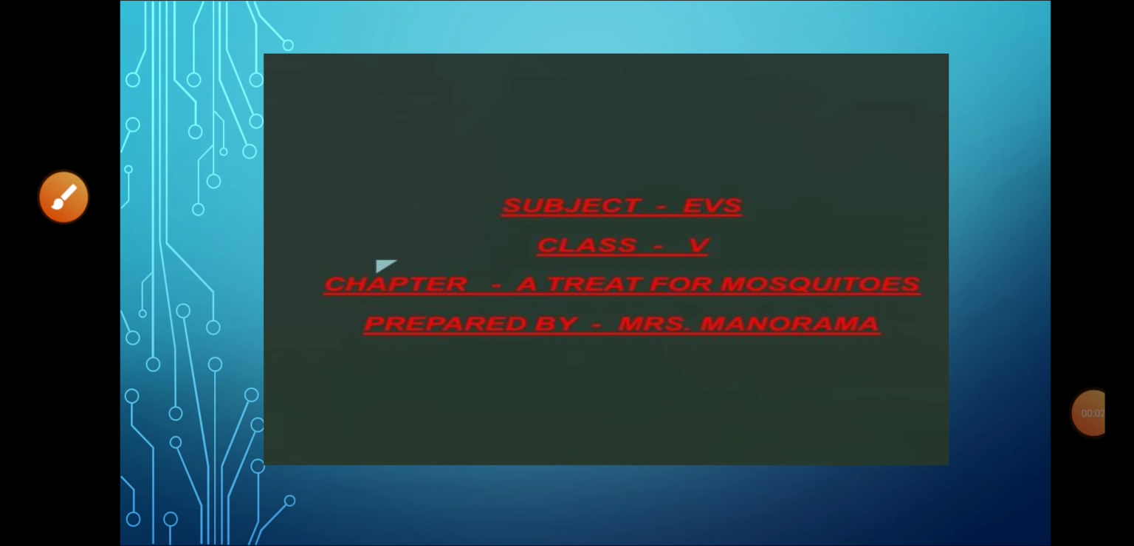Hello students, I am Manorma and we were reading chapter 8, A Treat for Mosquitoes. In the previous class, we came to know about the cause of malaria and found that this disease is spread by a female mosquito bite, named Anopheles mosquito.